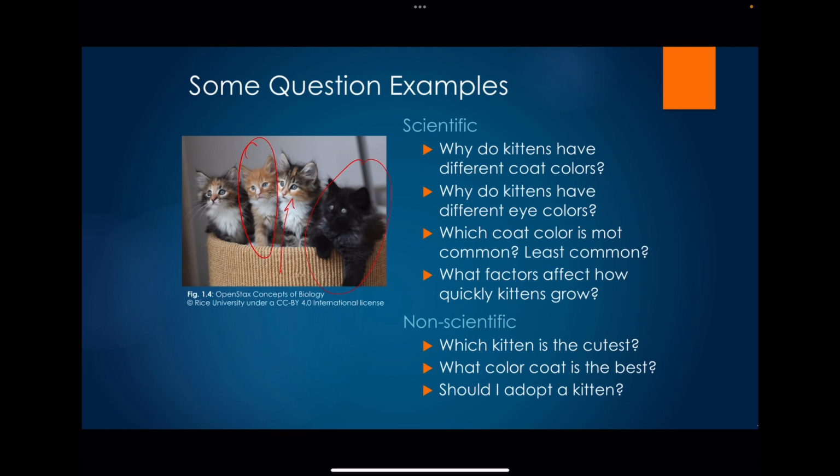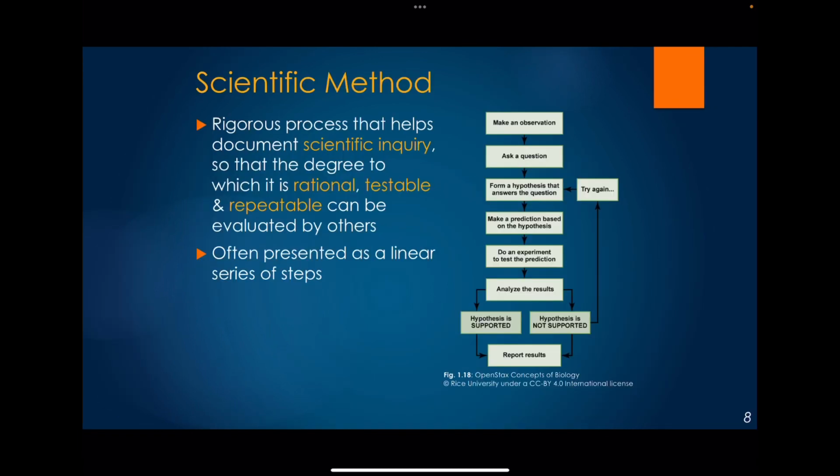Next question, what color coat is the best? Same thing. Some of you might be partial to the black one, some to the orange one or to the multicolored one. So opinion based. And then, should I adopt a kitten? The answer is always yes. You should always adopt a kitten. There are a lot of kittens out there that need a home. Dogs too. Dogs are cute. But again, opinion based.